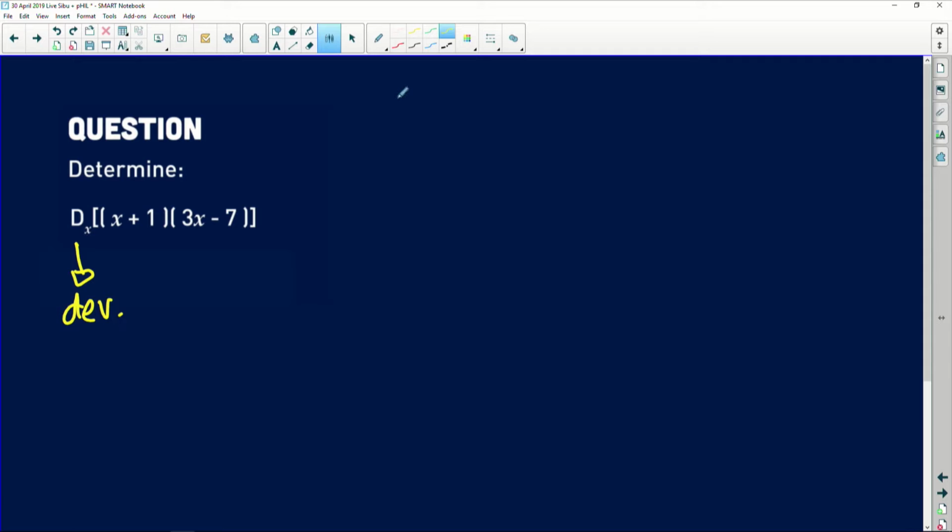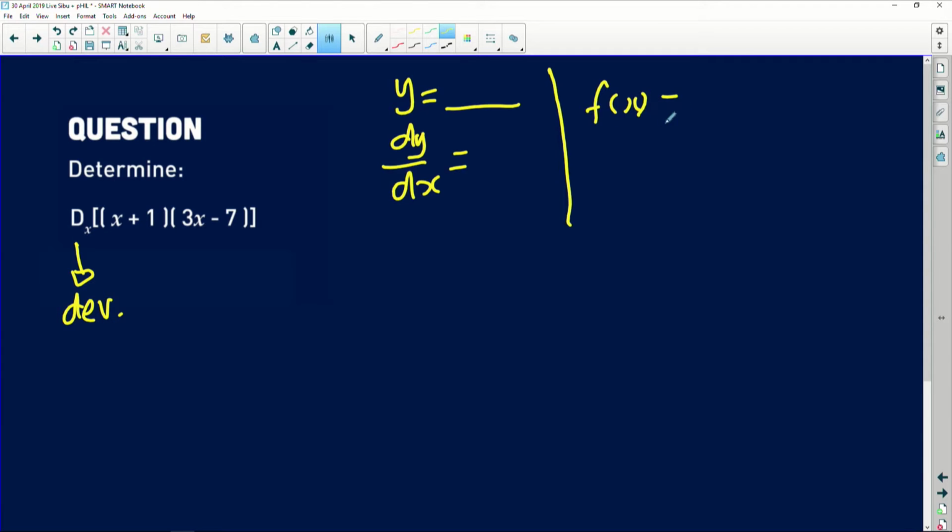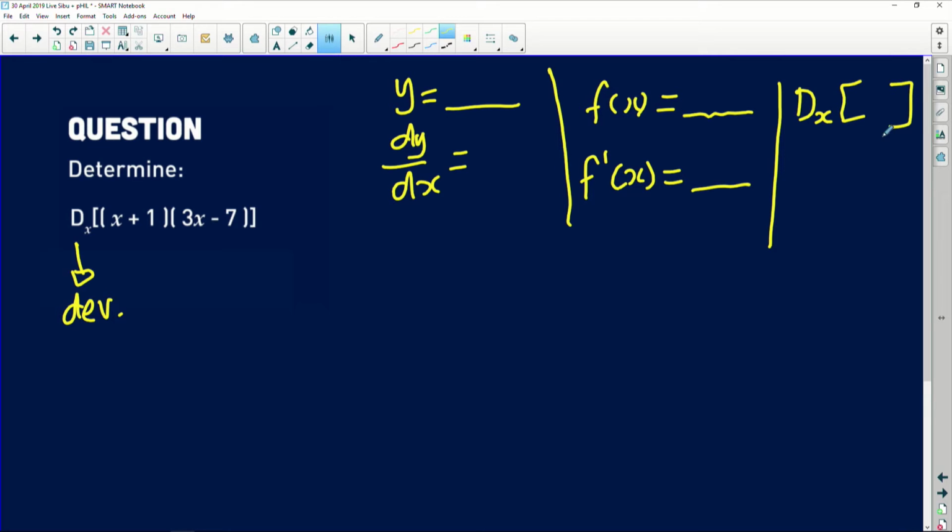Now remember what I said. If we give you y as a particular function, when you derive, you must say dy all over dx. And secondly, if we say f of x equals something, when you are deriving, you'll first say f prime of x, which indicates that you are now finding the derivative of the function we are working with. But if I just say d of x and put my function inside a bracket like that, we won't have anything else except going straight to the answer once you have found the derivative.